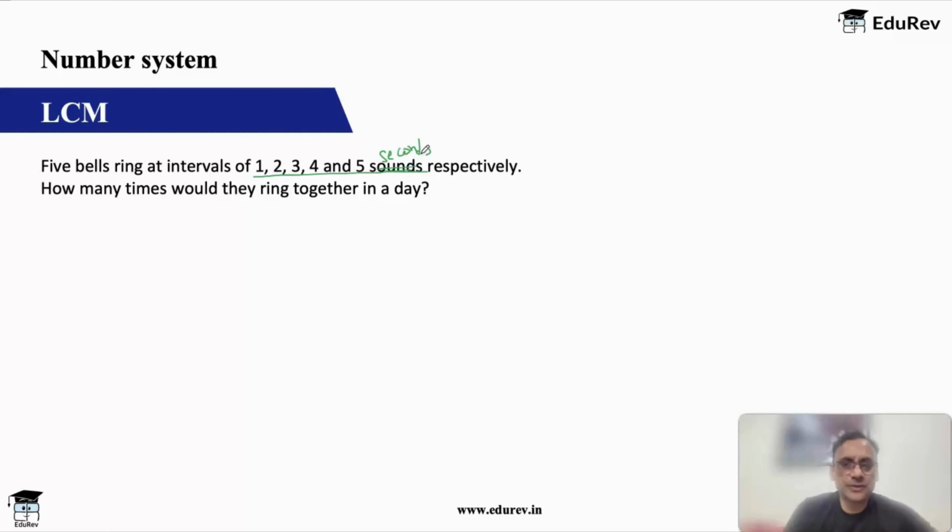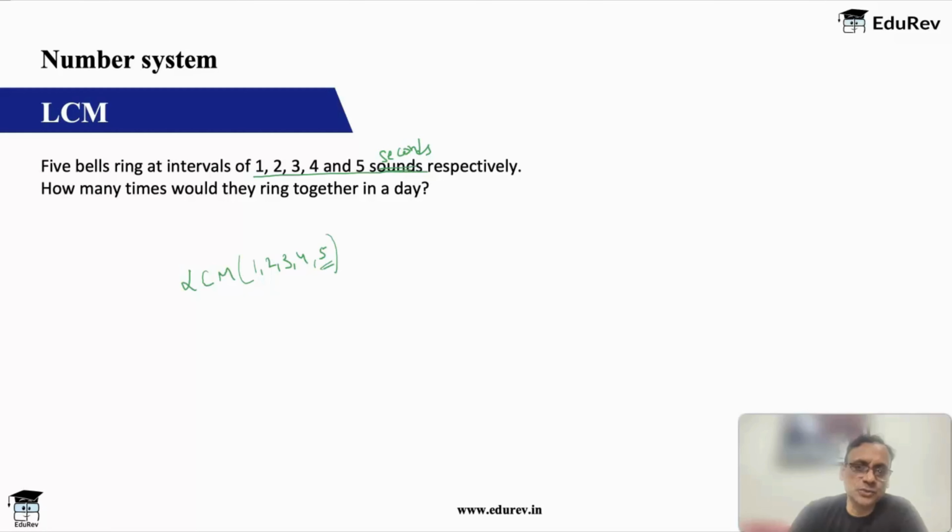Okay, so to ring together, obviously there has to be a time which is a common multiple of 1, 2, 3, 4, 5. That means it has to be the LCM. Now the LCM of 1, 2, 3, 4, 5. How do you manually check? Let's check for 5. Multiple of 5. 5 does not divide any of them.